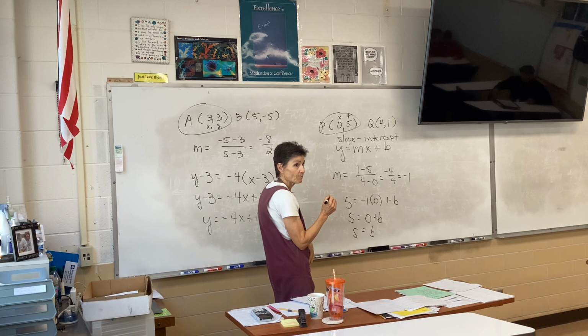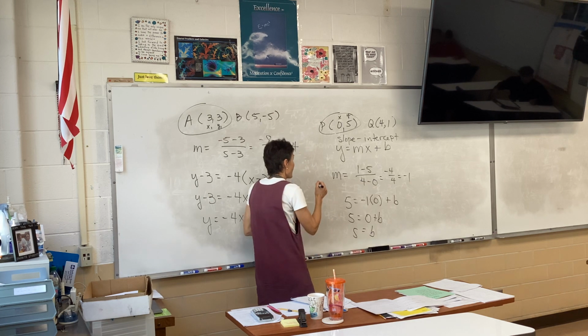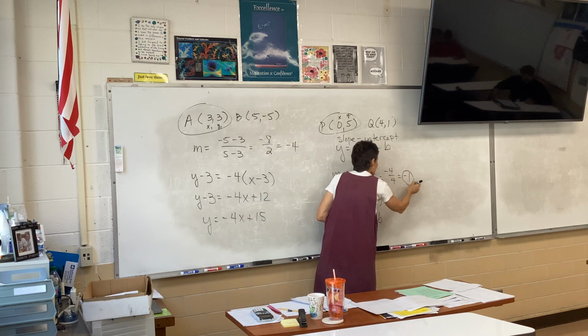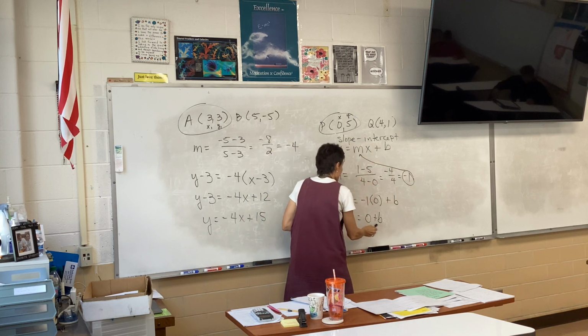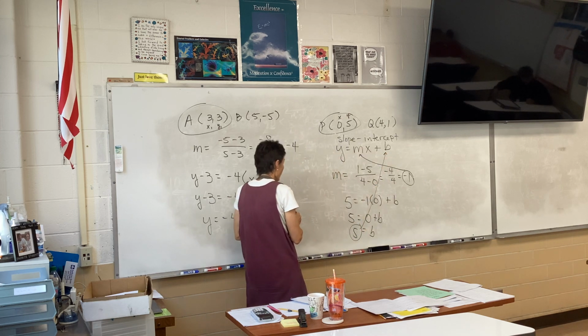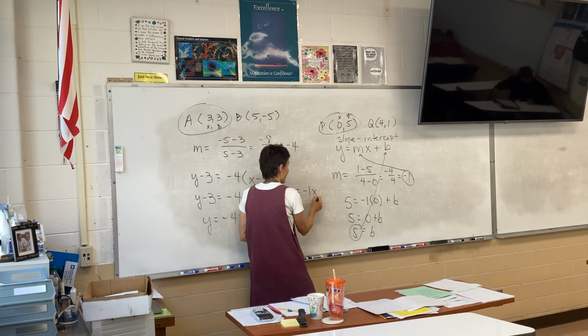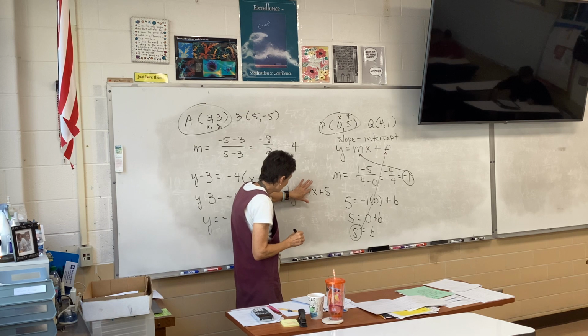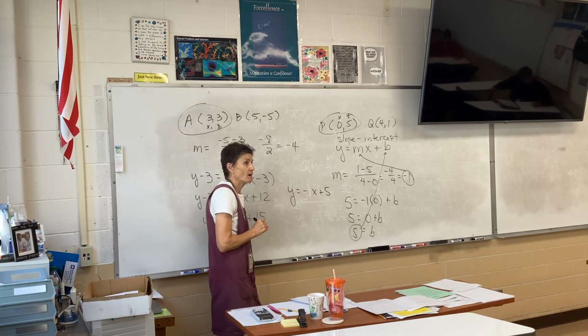Did I do that right? So then I go back to my equation. Now I know what M is. Now I know what B is, so I can write my equation. Y equals negative 1x plus 5. And again, you don't need the 1. If you'd rather write just negative x, that's fine.